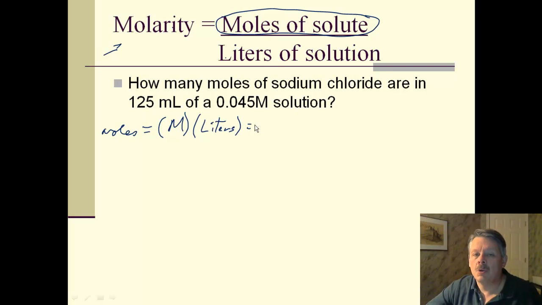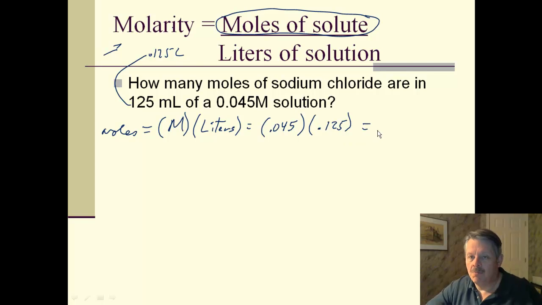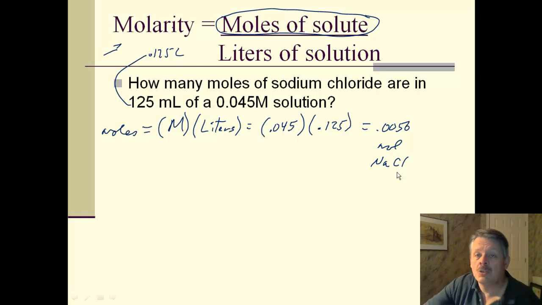So let's see, what do we have? We have our molarity, which is 0.045 molar. And our liters, well, we have 125 milliliters. That's 0.125 liters. So I have to multiply by 0.125. Right? And when I do that, I get 0.0056 moles of NaCl. That was easy. All right. And it looked scary at first. But we can just modify this. If I'd asked you for liters, you could have done something with that too.